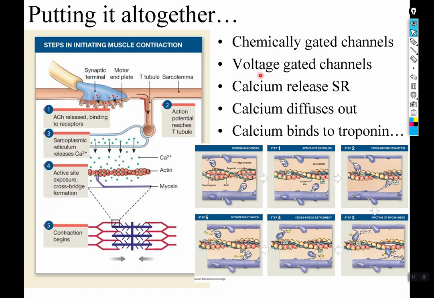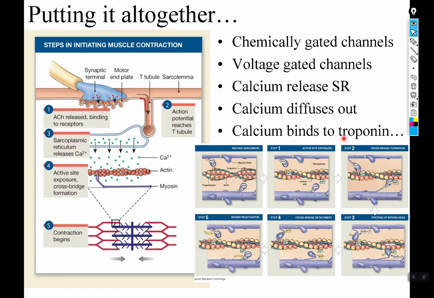When the action potential makes it down to the T-tubule, it's going to affect that little voltage-sensitive gate, which opens the calcium hatch in the sarcoplasmic reticulum and releases calcium from the sarcoplasmic reticulum. Calcium diffuses out, and calcium binds to the troponin, which moves the tropomyosin off of the actin active site.